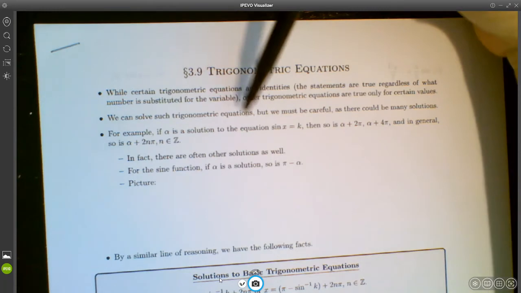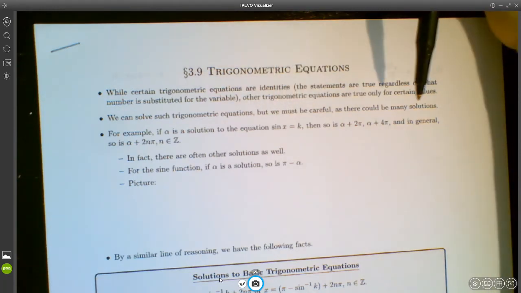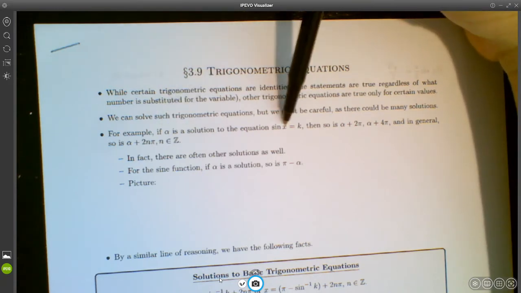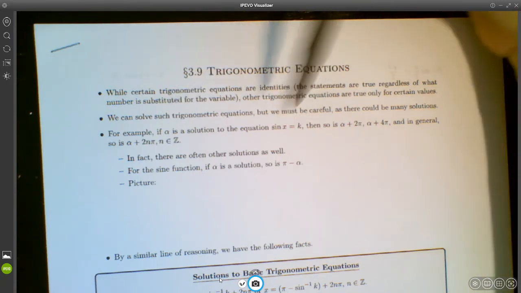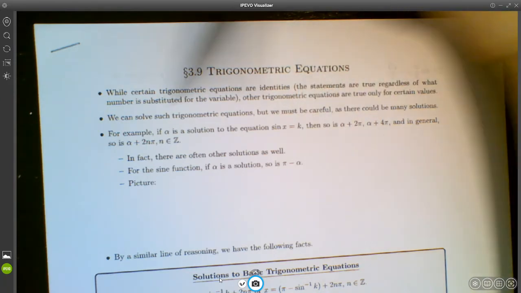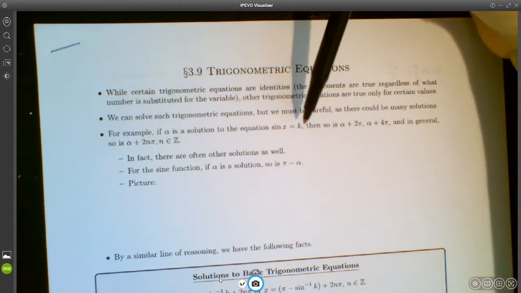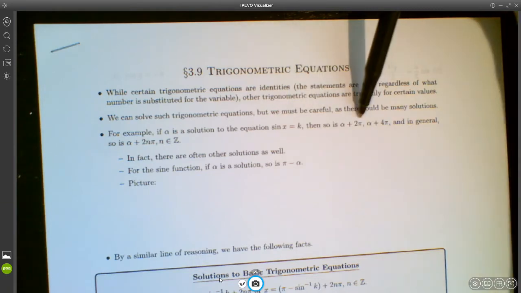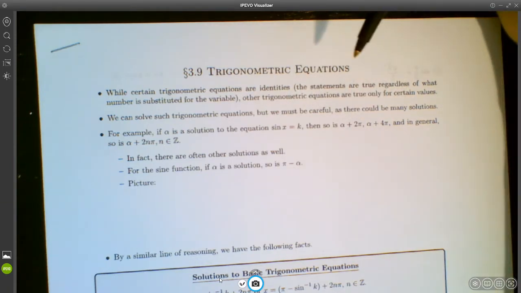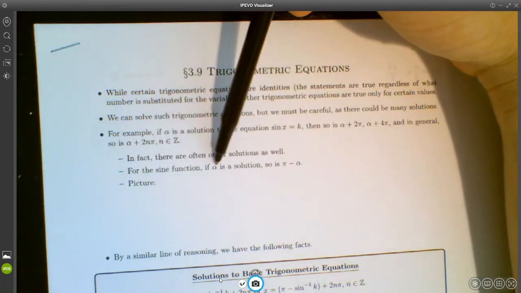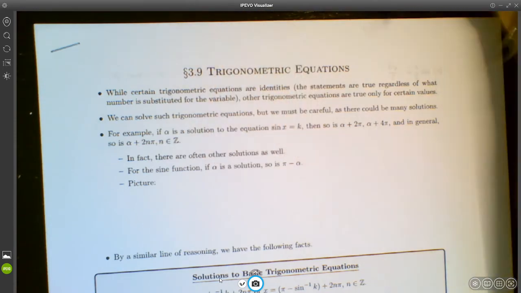So let's say that alpha is a solution to the equation sine x equals k. In other words, if we plug in alpha, we get sine alpha equals k, right? If that's the case, then alpha plus 2 pi, alpha plus 4 pi, and in general, alpha plus 2n pi are all also going to be solutions, because sine is a periodic function with period 2 pi. But there are other solutions to this equation as well. Okay? For the sine function, if alpha is a solution, then so is pi minus alpha.